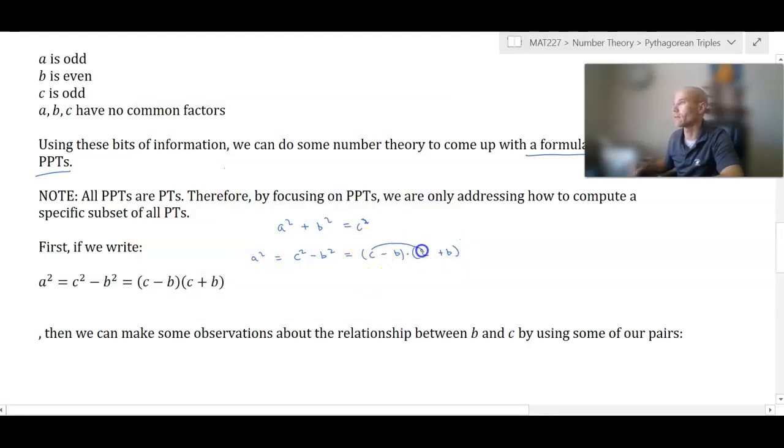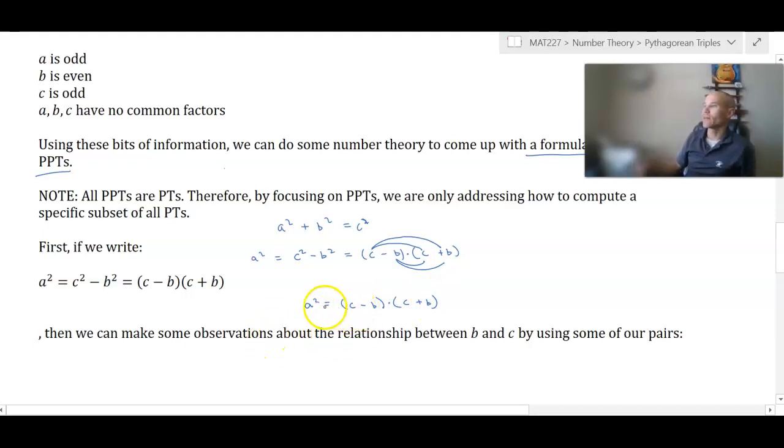Okay, so if you FOIL this out, you get c squared there, then you'll get plus bc minus bc. Those cancel each other out, giving you 0. Negative b times positive b gives you negative b squared, and so as a result, that simplifies down to c squared minus b squared. So what that allows us to say is that a squared, the square of this integer, is the same thing as c minus b times c plus b. In other words, it can be factored into c minus b times c plus b. Then we can make some observations about the relationship between b and c.